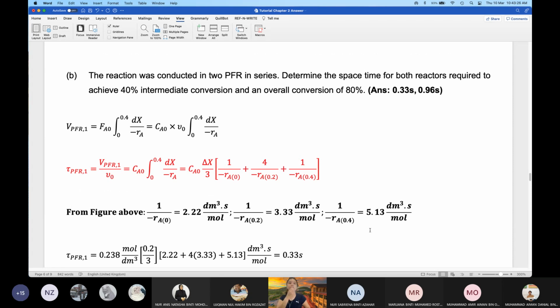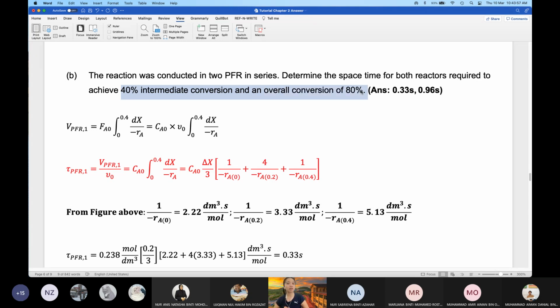Okay, next part. This part is a bit harder already. This part is slightly different from the question before. Previously you found FA0, you found volume. This question says, let's see the question. The question says, reaction conducted in 2 PFR in series, determine the space-time. You just learned space-time yesterday, right? For both reactors to achieve 40% intermediate conversion and overall conversion 80%.